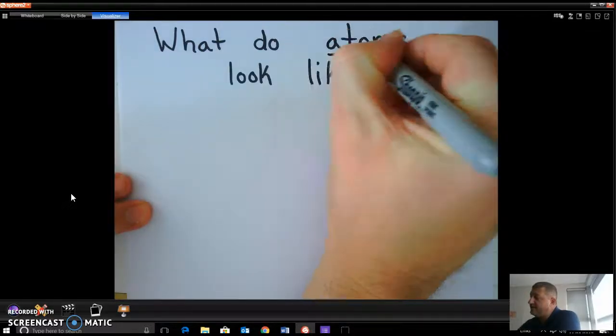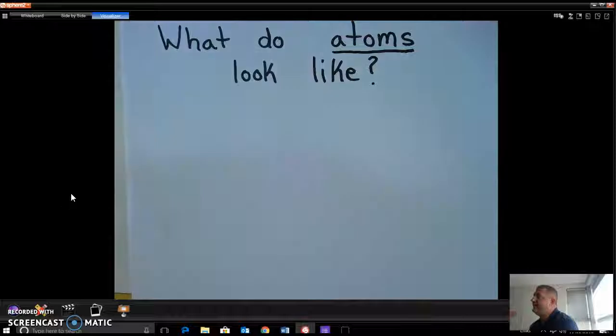The word atom comes from a Greek word that means undivided, because they believed at one time that you could keep cutting all the way down to one little tiny particle, and that particle could not be divided. So they named it an atom. It means undivided. However, some scientists have proven that you can actually cut the atom.